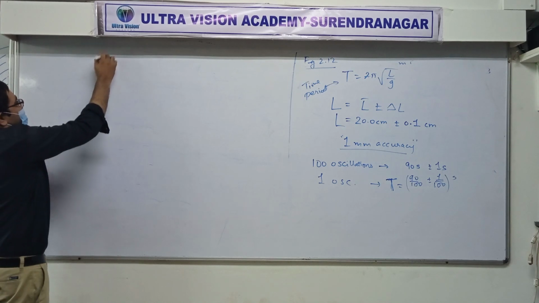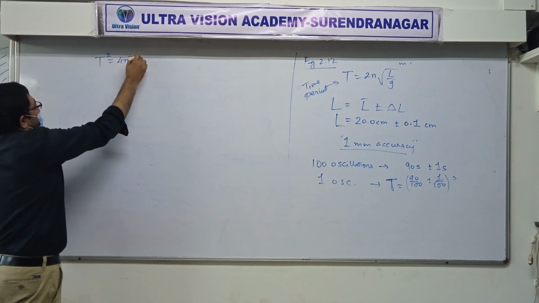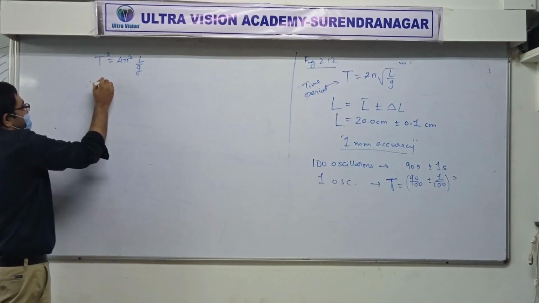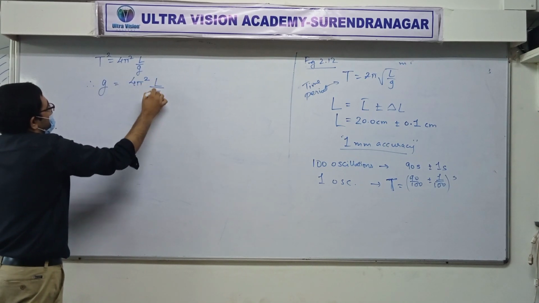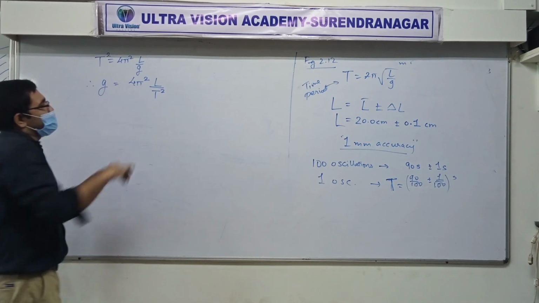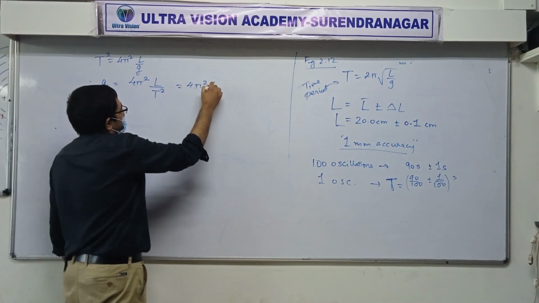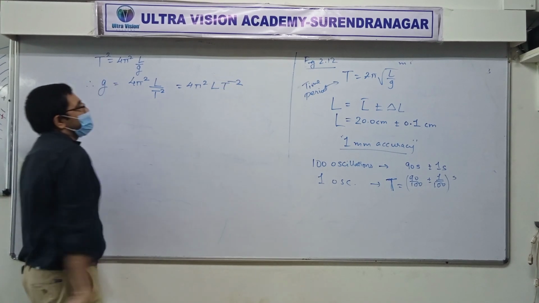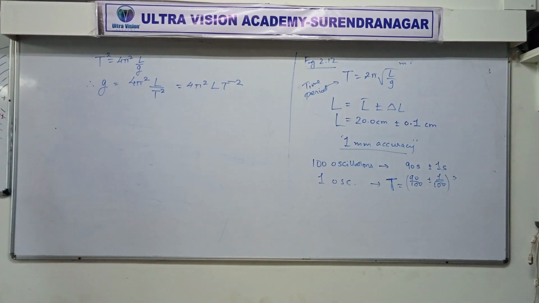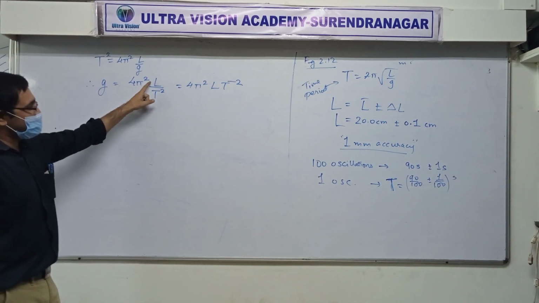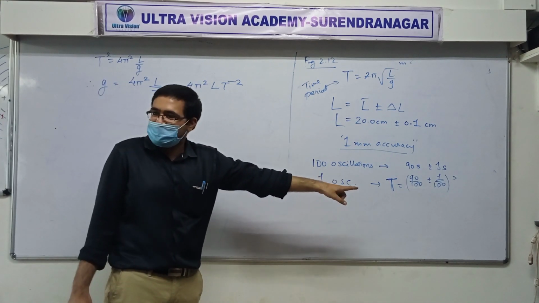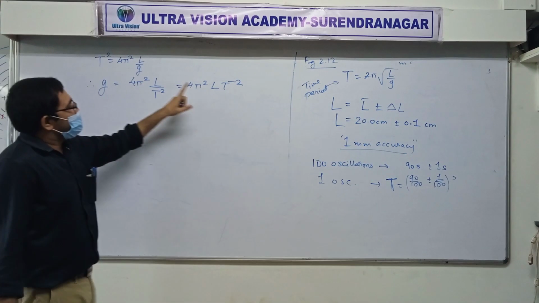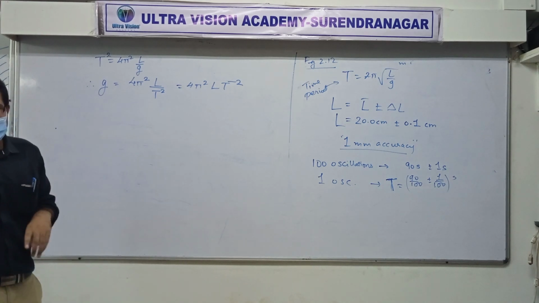So for that, first of all, we will make G the subject of the equation because we want to find something about G. So G is equal to 4 pi squared L upon T squared. Clear or not? Which you can also write like this. Clear or not? L is the length and T is the time period that we have measured. Understood? Yes. Fine. What's the purpose of writing like this?